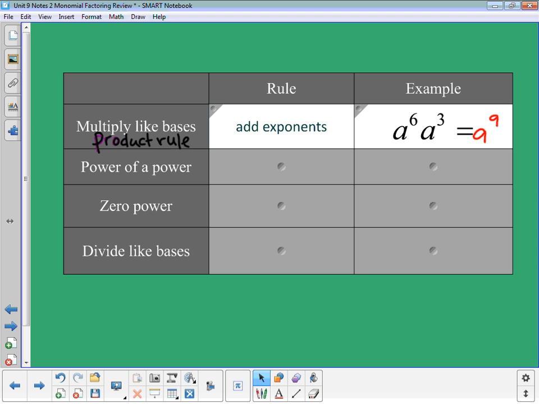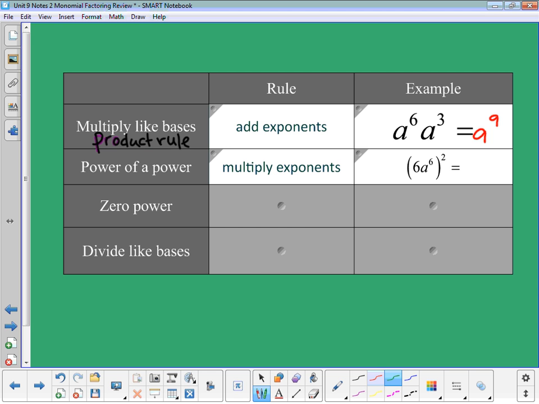Okay, if we're looking at a power of a power, when we have a power outside of a power, we need to multiply exponents. And for example, if I had 6a to the 6th, all to the 2nd power, 6 squared is the same thing as 36, and a to the 6th to the 2nd, that's where I'm going to multiply those, and 6 times 2 is 12, so that's a to the 12th.